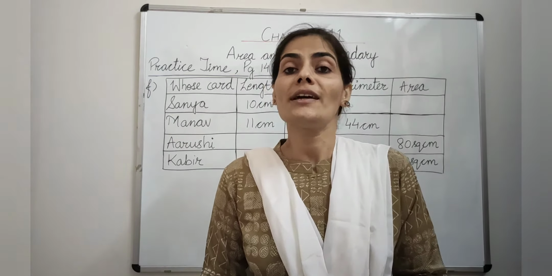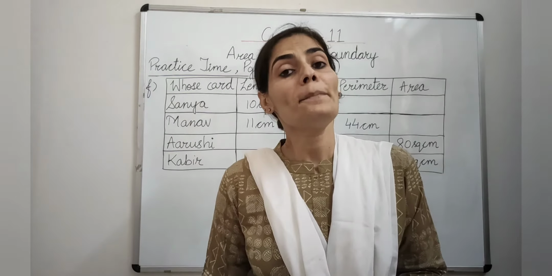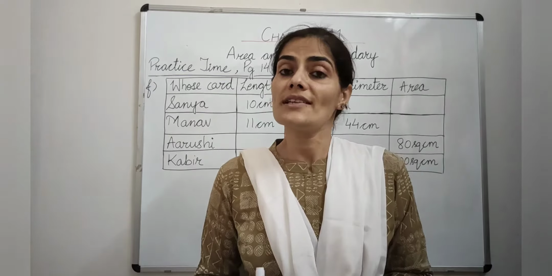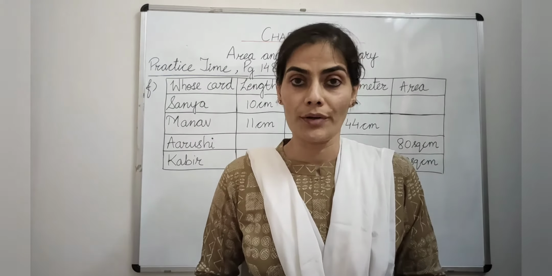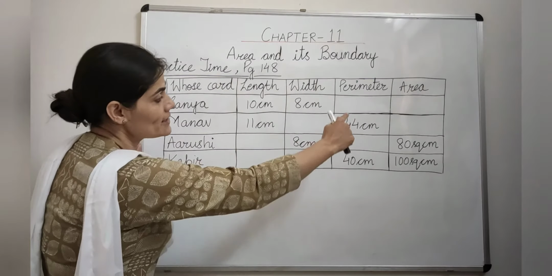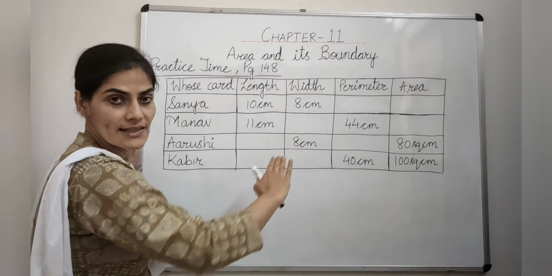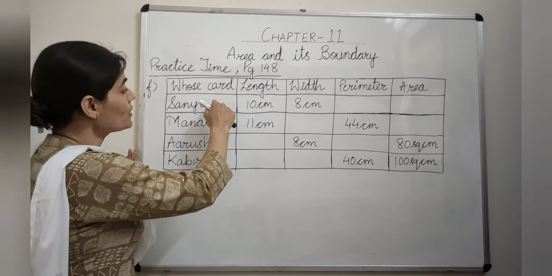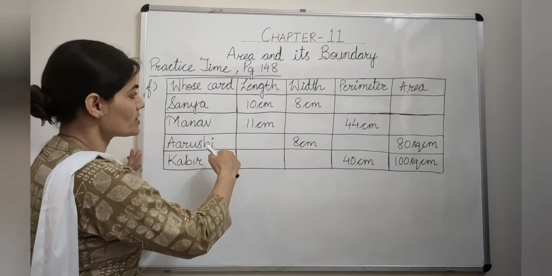Question F. Sanya, Arushi, Kabir and Manav made greeting cards. Complete the table for their cards. Students, this question is required to be done in the book. Fine. So, let's look at this table, everybody. There are 5 columns in this table. The first column is for whose card? Like, who is making that particular card? Fine. The names are here.